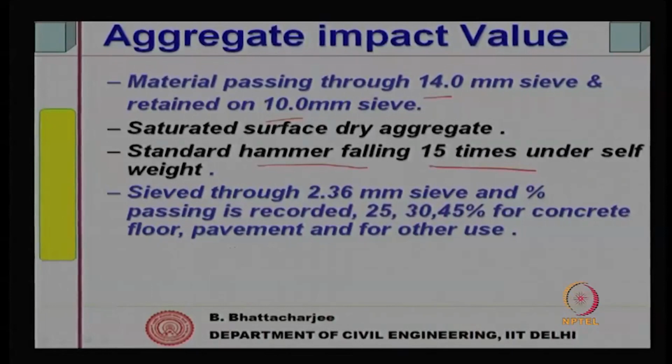The limits are 25, 30 and 45: 25 is recommended for concrete, 30 for floor, and pavement and other use 45%. So, aggregate impact value, 10% fines value and aggregate crushing value, these are measures used for relative strength comparison of aggregate, and it must satisfy the minimum required. Otherwise, the strength of the concrete will be limited by the aggregate itself. In normal concrete, the strength of the concrete is not limited by aggregate, because aggregate rarely fails, as you shall see later on.